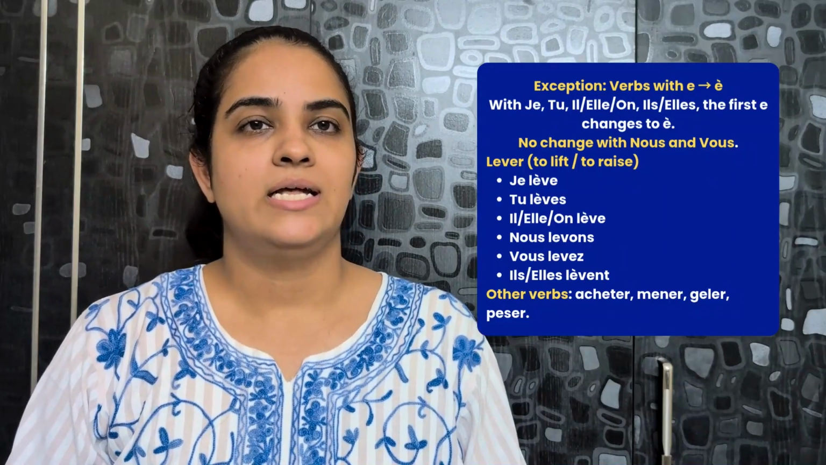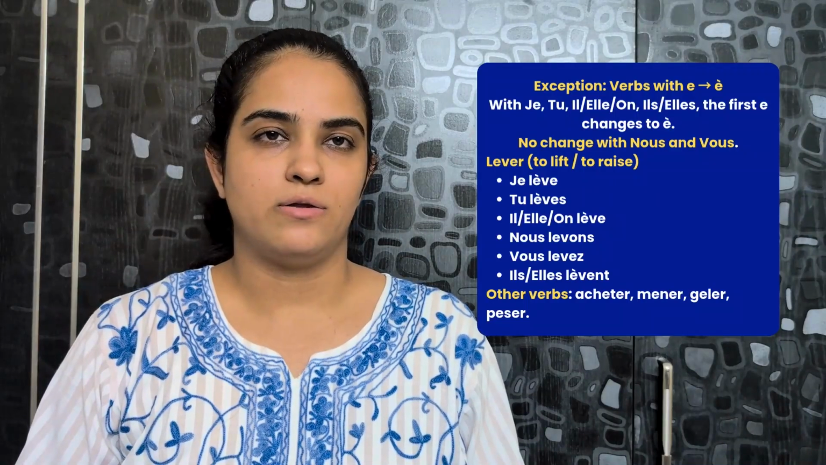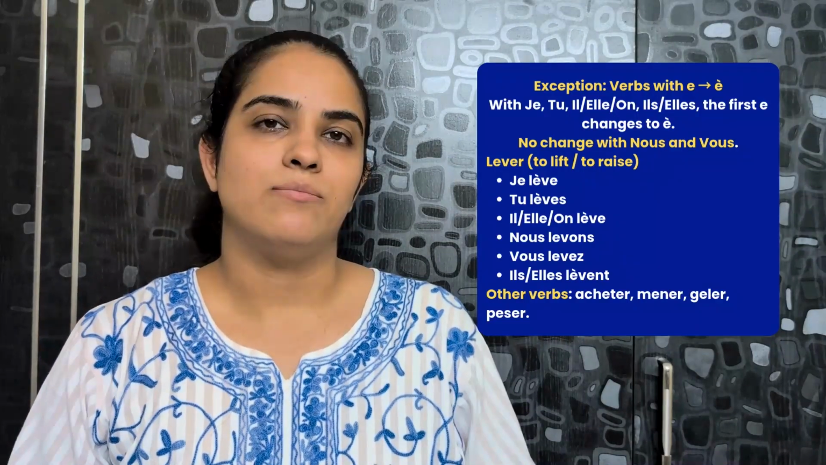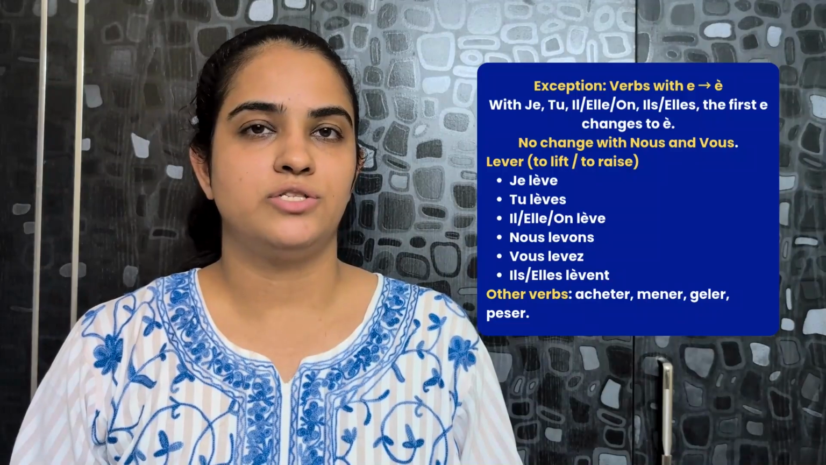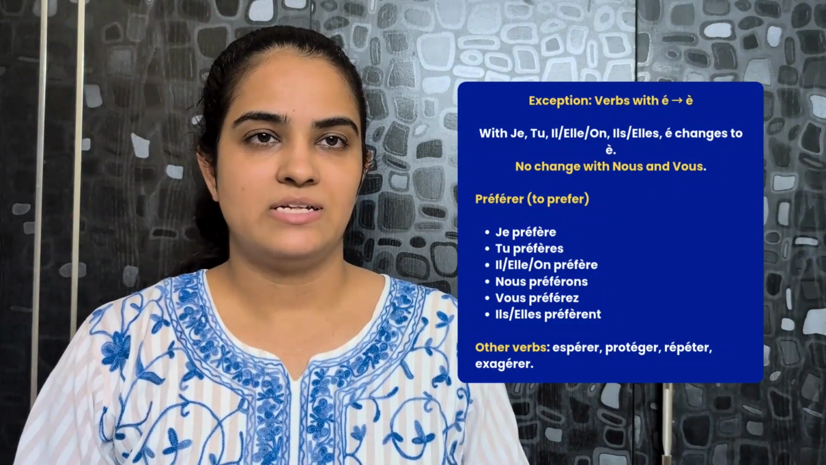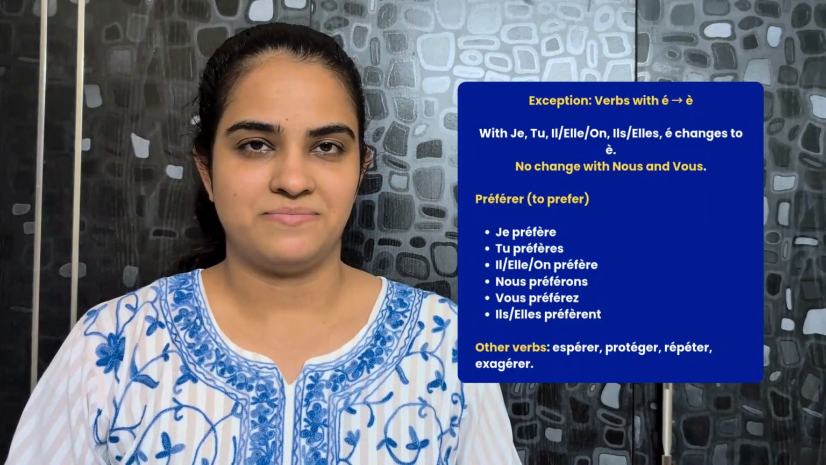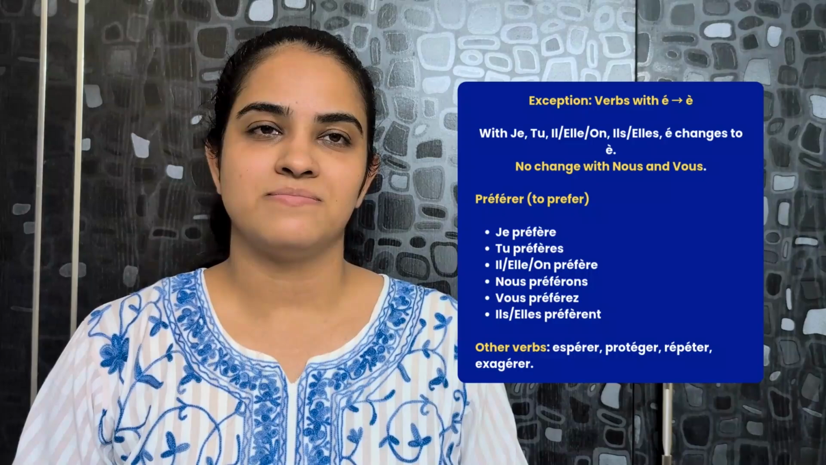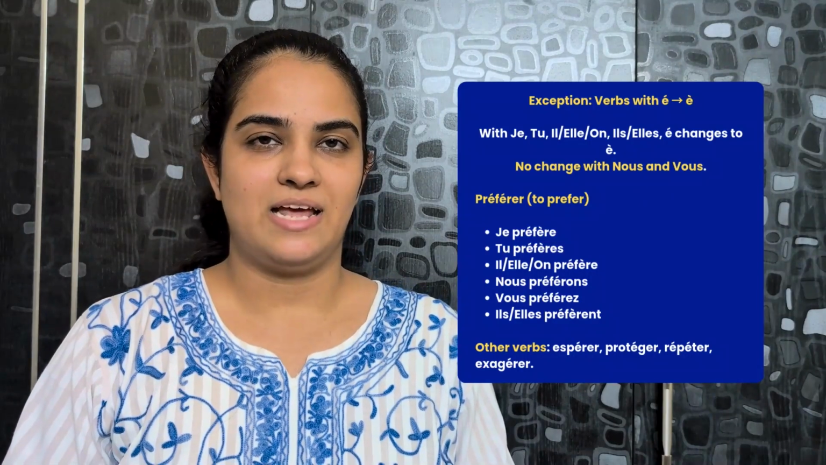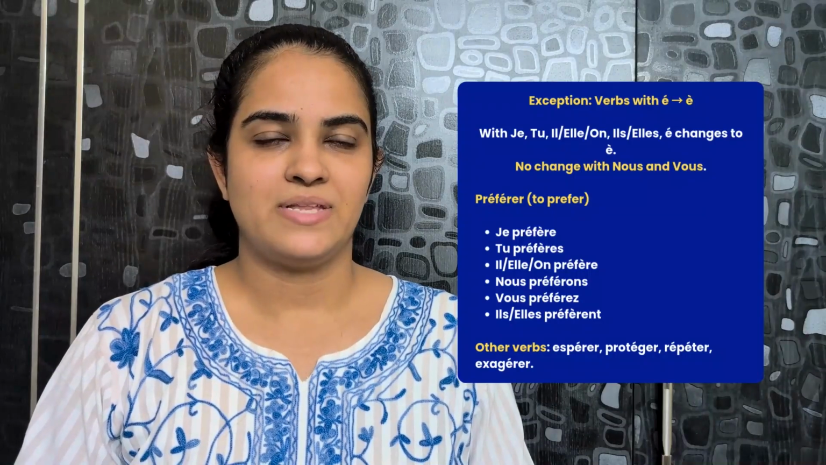Keep it in mind that all of these exceptions that we are talking about, they generally do not affect the conjugation of nous and vous, and mostly affect the conjugation of je, tu, il, elle singulier, ils, elles pluriel. The last exceptional group is where the accent aigu changes to accent grave, such as préférer, répéter, etc. It becomes je préfère, tu préfères, il, elle préfère, nous préférons, vous préférez, ils, elles préfèrent.